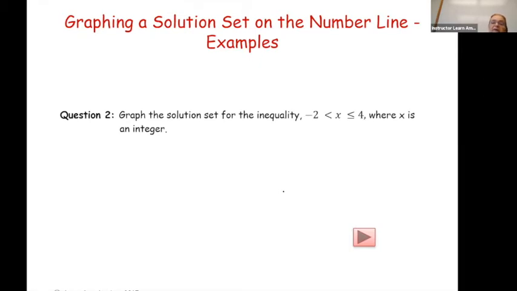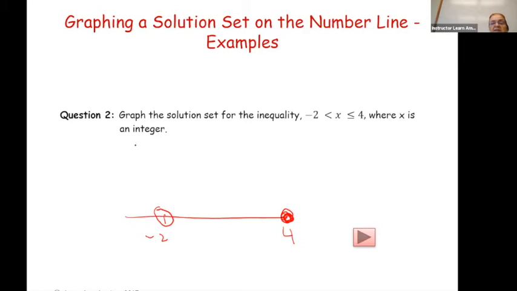Now, say we have the following inequality and we want to graph its solution set if x is an integer. So this means integers that are greater than -2, but less than or equal to 4. If we look at our number line, if it has to be greater than -2, we know that we're not going to include the -2. But if it's less than or equal to 4, we know that the 4 is going to be solid.